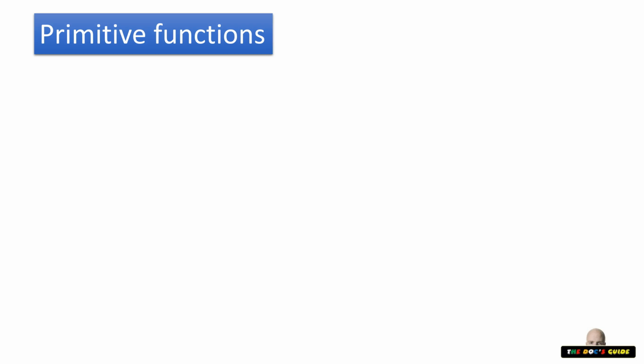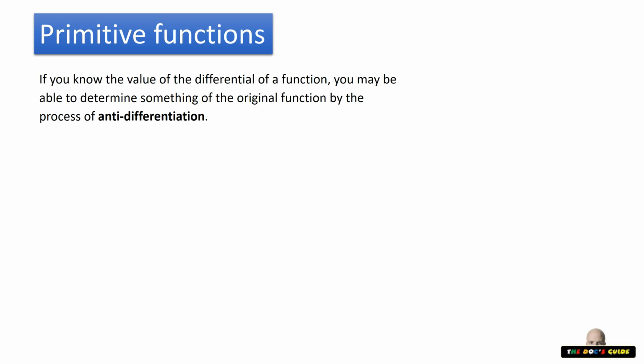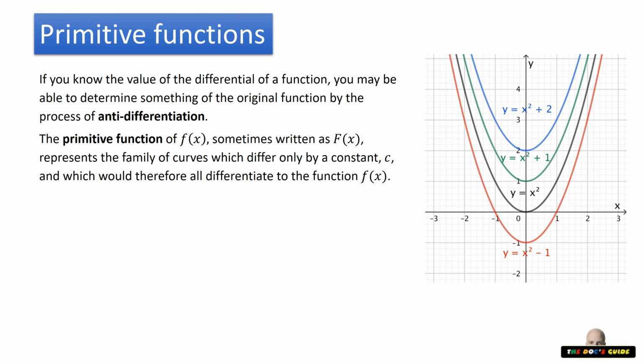Hello mathematicians, we're now going to have a look at primitive functions, which is our introduction to the process ultimately of integration. With primitive functions, if we know the differential of a function, we might be able to find something about the original function, basically by undoing the differentiation, or, as it's called, the process of anti-differentiation. So this is the process of finding the primitive function.